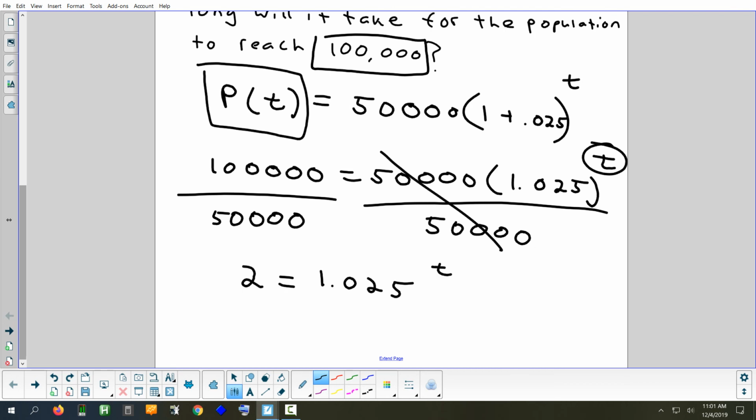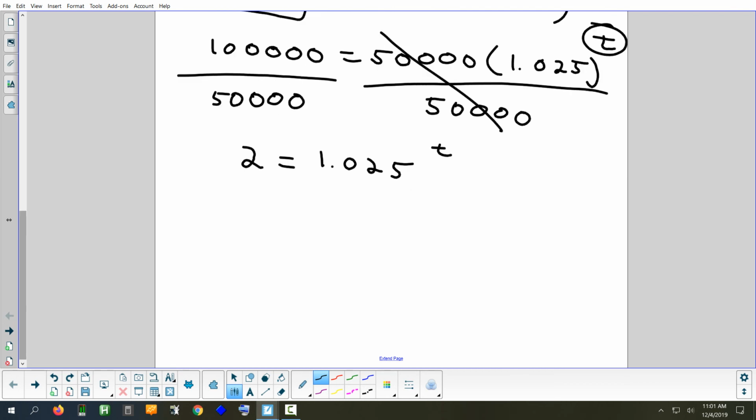And then we have 1.025 to the t. So not a very complicated equation. The only thing that's a little lousy about it is there's a variable as an exponent. So what I would like to be able to do is put this t in front. But I can't just move the t in front. The only time you can move the variable in front is if what function is involved.